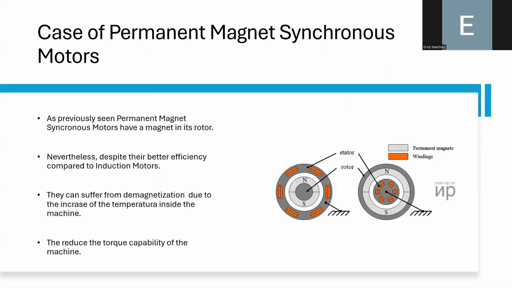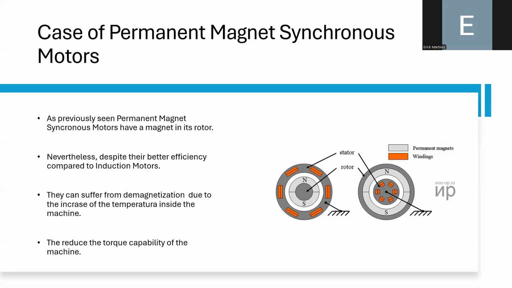So I told you, one of the effects of overloading is the overheating of the machine. For the case of permanent magnet synchronous motors, there is a problem. In this design, you have magnets in the rotor, and if you increase the temperature inside the motor, you will start to reduce the magnetic flux of the magnets, and consequently, you will lose the torque capability of the machine. Okay. So there is a problem.